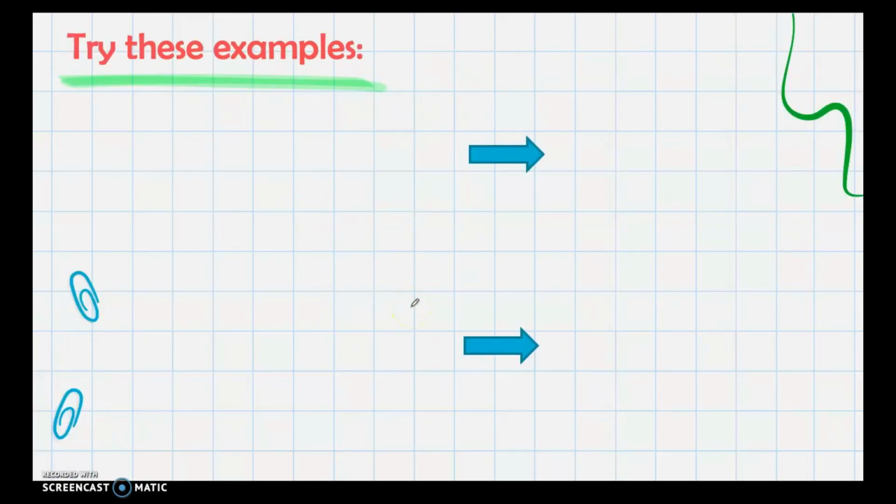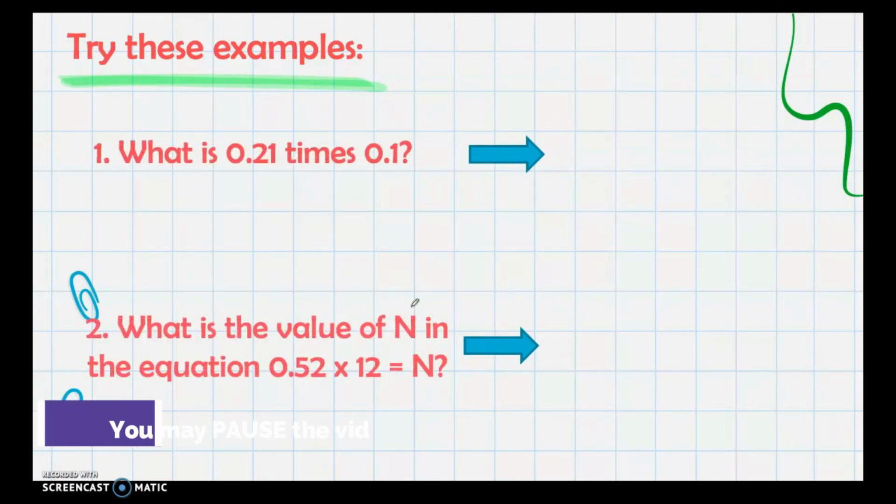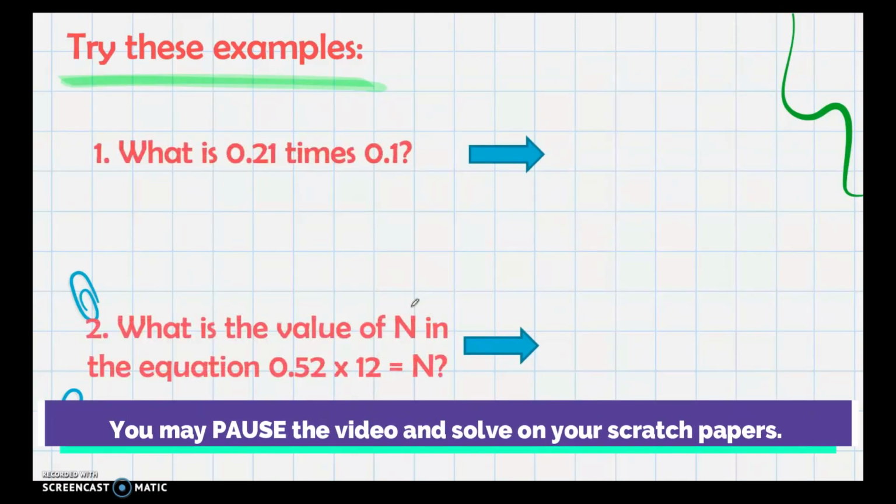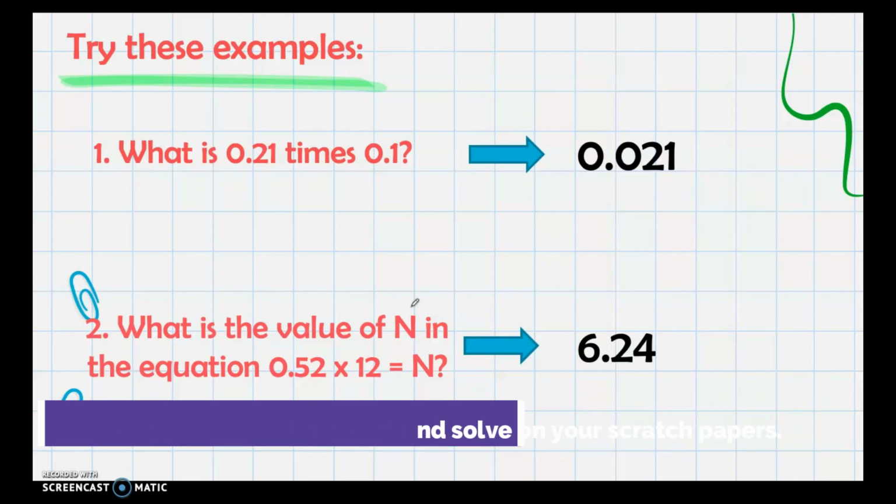You may also try these examples. And let's see if your answers are correct. For number 1, the answer is 0.021. For number 2, it's 6.